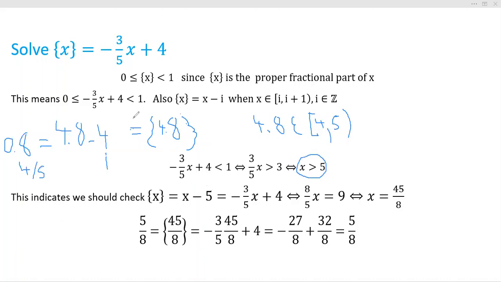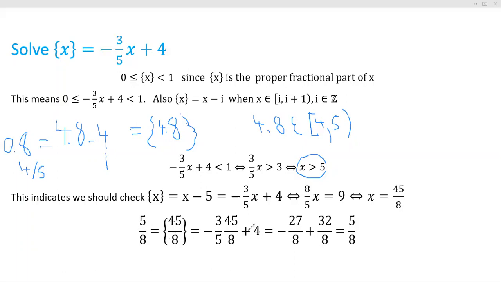I just manipulated the right-hand side of this inequality, and we get x is greater than 5. Now, that indicates we should do this check, starting at 5. It may be happening in the interval [5, 6). When you work through this very straightforward linear equation, you get x is equal to 45 over 8. And it's a very easy check. The fractional piece of 45 over 8 is 5/8. 45 divided by 8 is 5 and 5/8, since 5 times 8 is 40. So this is the fractional piece.